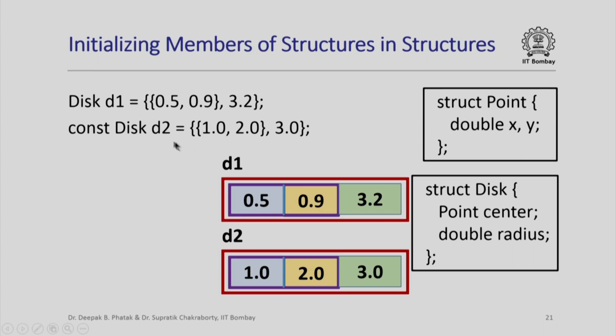Similarly, here is another initialization where I have declared an object D2 of type disk, but I have also specified that this is a constant object, and I have initialized the various members of the structure D2 as well as of structures inside the structure D2 in the same way that I had done earlier, and that is illustrated here. Note that because I have declared D2 to be a constant, therefore I cannot assign values to any of the members of D2 within my program. This is just like any other constant declarations we have seen earlier.